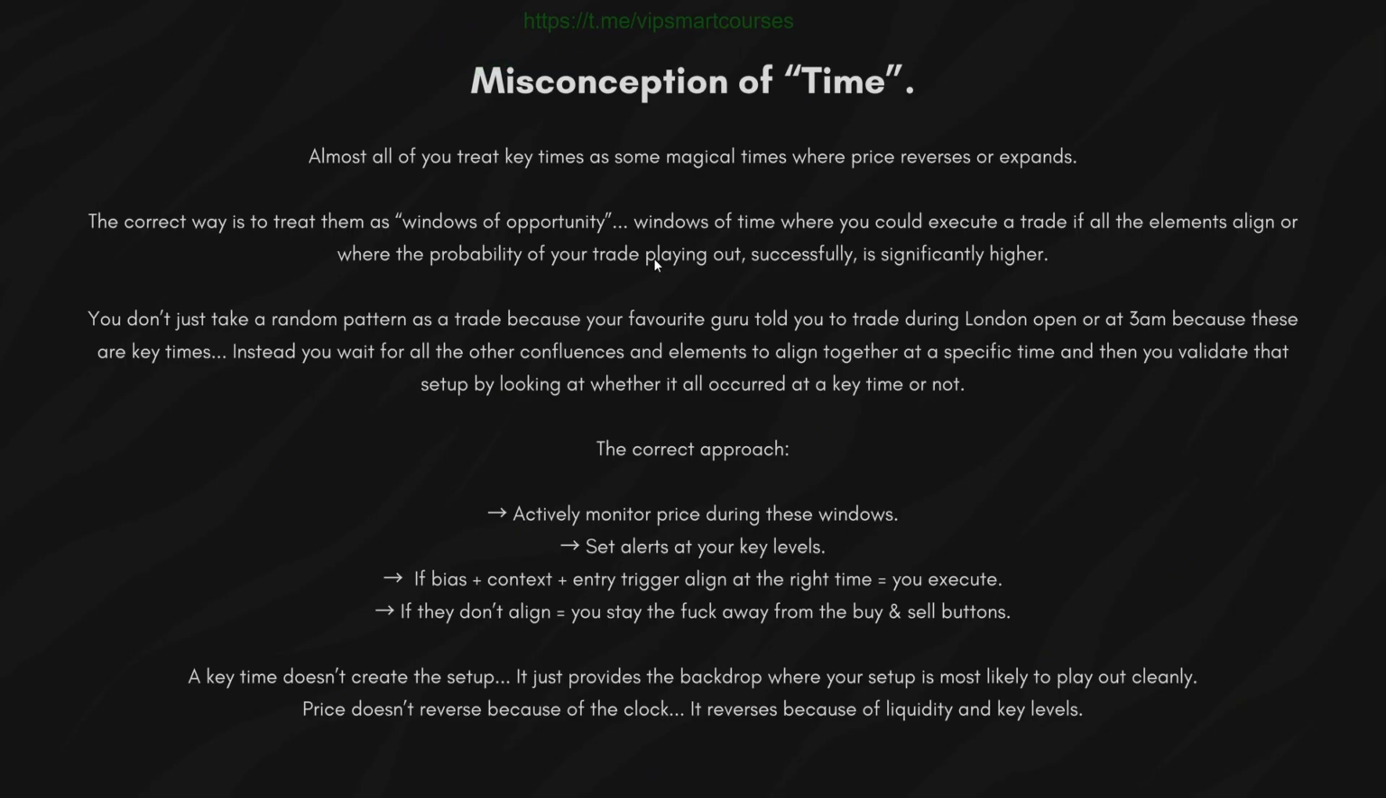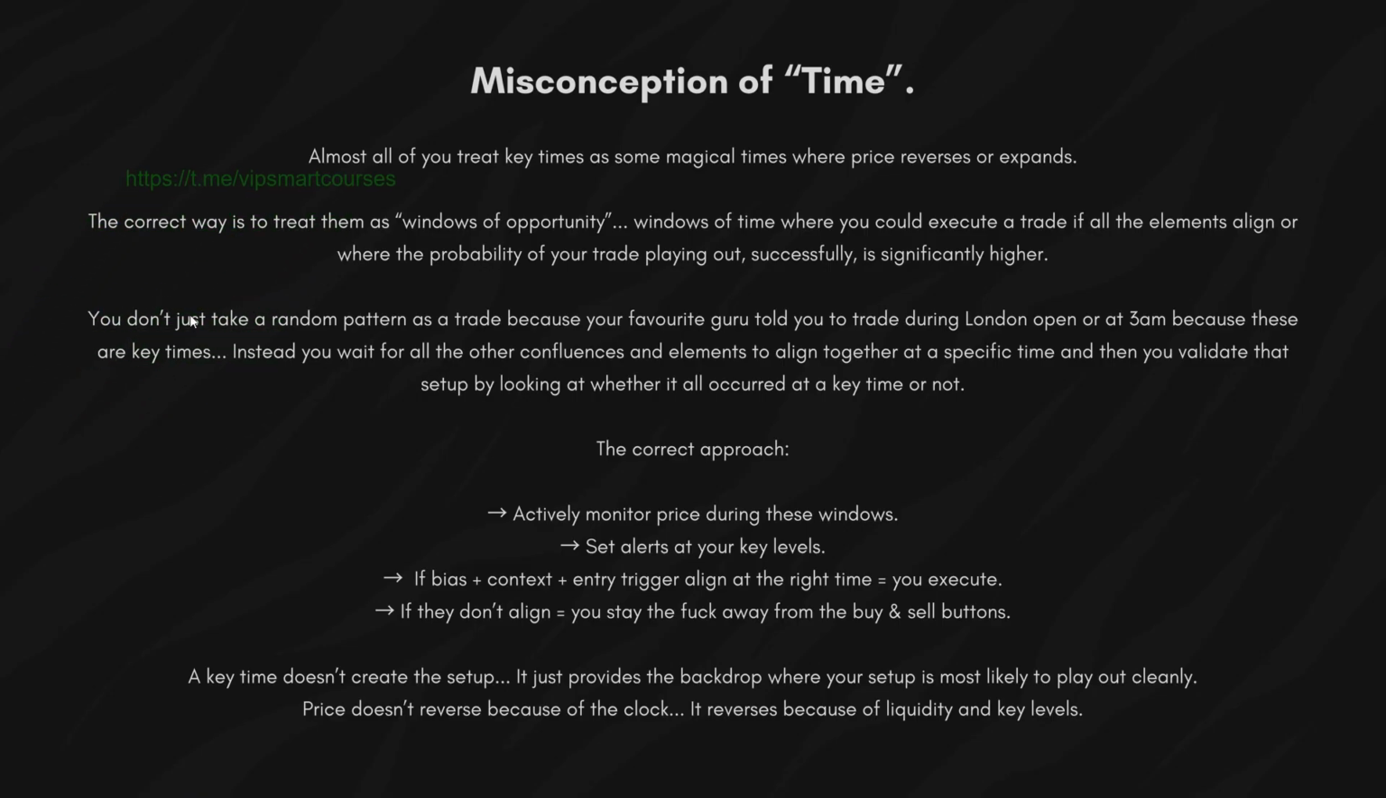And that is an important part most of you miss. You don't just blindly trade a random pattern or a random setup because it's the London Open kill zone or it's 3 a.m. Instead, you only trade and execute if the other elements are aligned with each other. And then a key time, or one of these windows of opportunity, only acts as a validation factor there and just validates the whole setup. What I mean is that if everything aligns at one of these key times, such as 3 a.m., then the 3 a.m. part in this case only acts as a confluence and validates the setup.